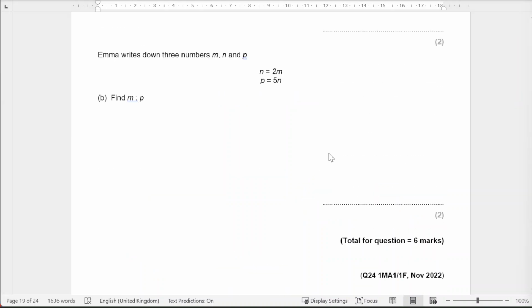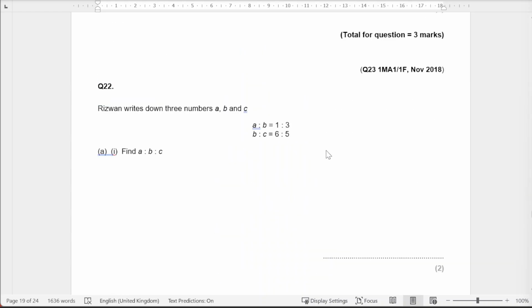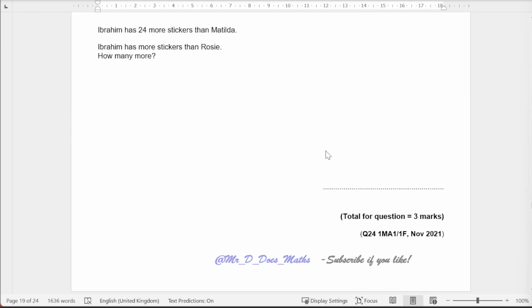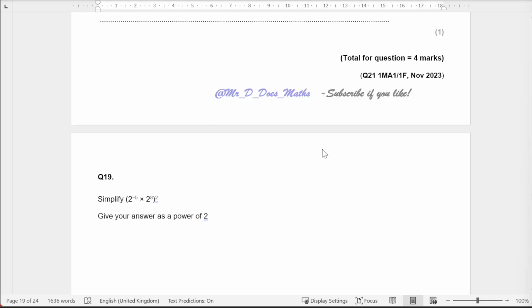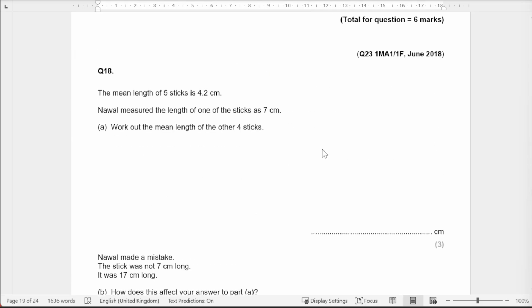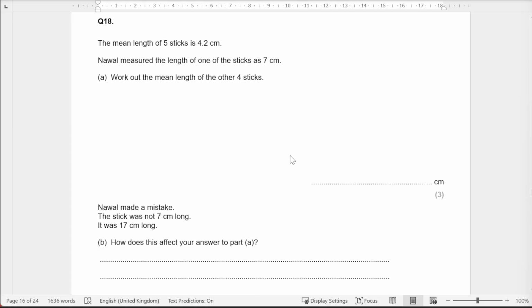Okay then, so our next one that we're looking at is, sorry, I scrolled ahead with my group. We're moving on to question 18. So the mean length of 5 sticks is 4.2 centimeters. Now I measure the length of one of the sticks as 7 centimeters. Work out the mean length of the other 4 sticks.